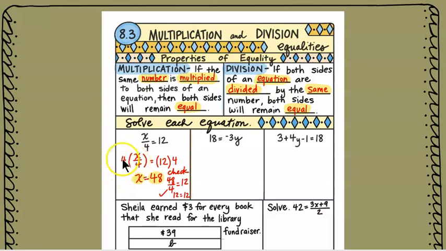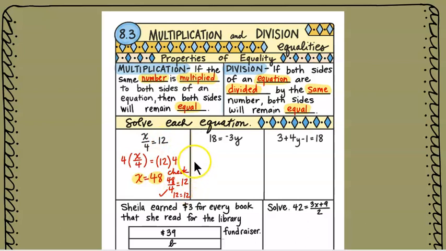Those 4's cancel out, right? Because 4 over 4 is just a 1, big giant 1. So all we're left with on that side is an x. And on this side we've got 12 times 4, that's 48. So x equals 48. You can check it by taking your answer, 48, and sticking it where the x is, and doing 48 divided by 4. Well, 48 divided by 4 is 12. Look at that, it worked.